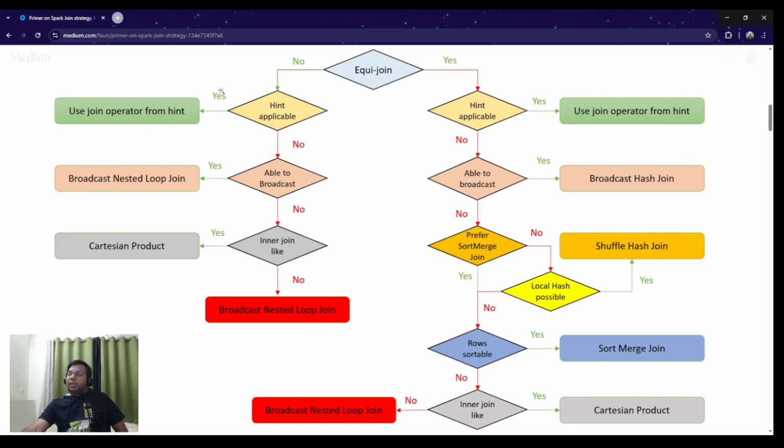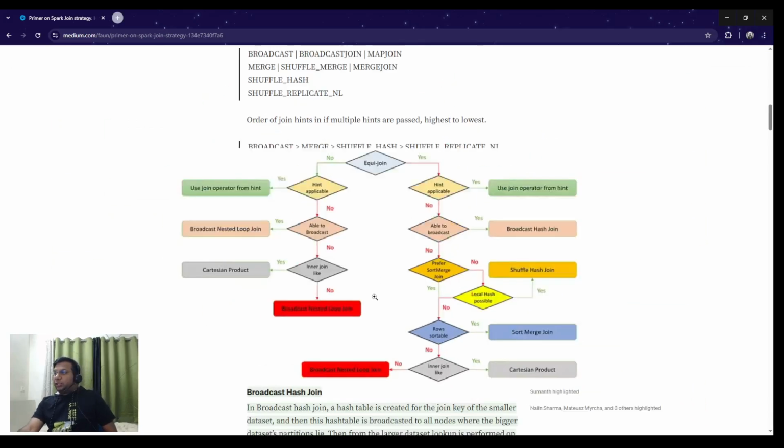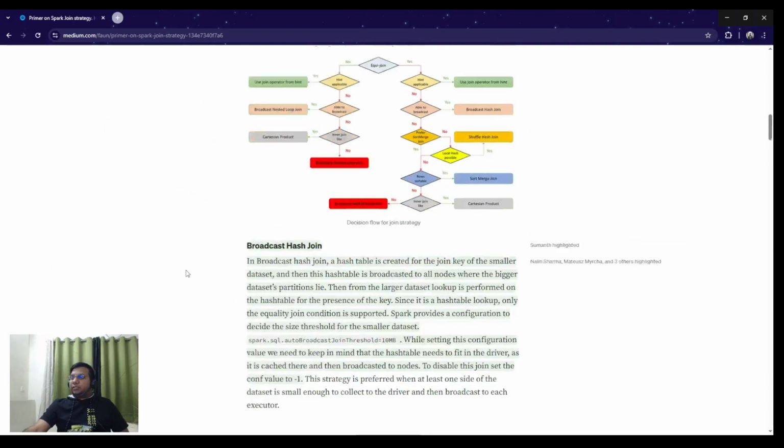Same goes with the other part, where it is a non-equi join. Let's say it is a greater than, then it will check whether there is a hint. If no hint, then it will go to broadcast. We'll see, but we can do a broadcast nested loop. If not, then Cartesian. Otherwise, it will go to broadcast nested loop join. So this is how Spark decides on different join strategies.